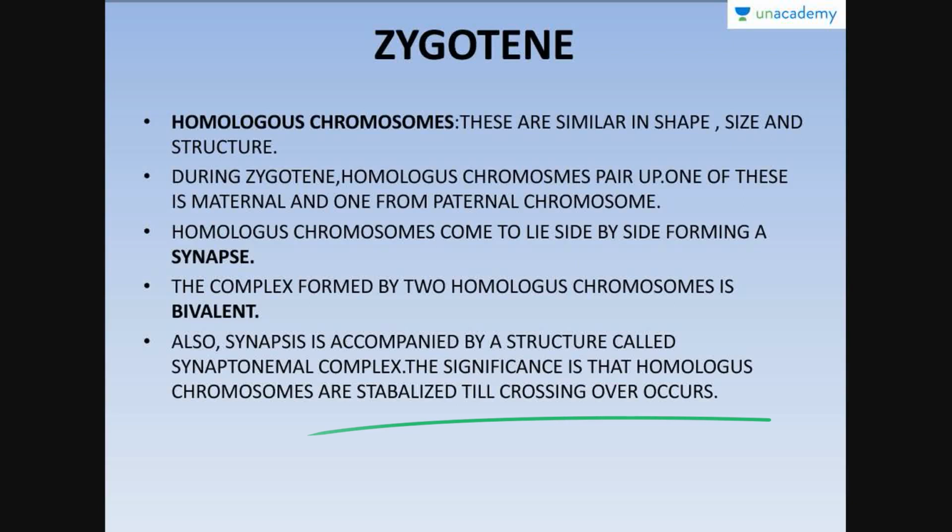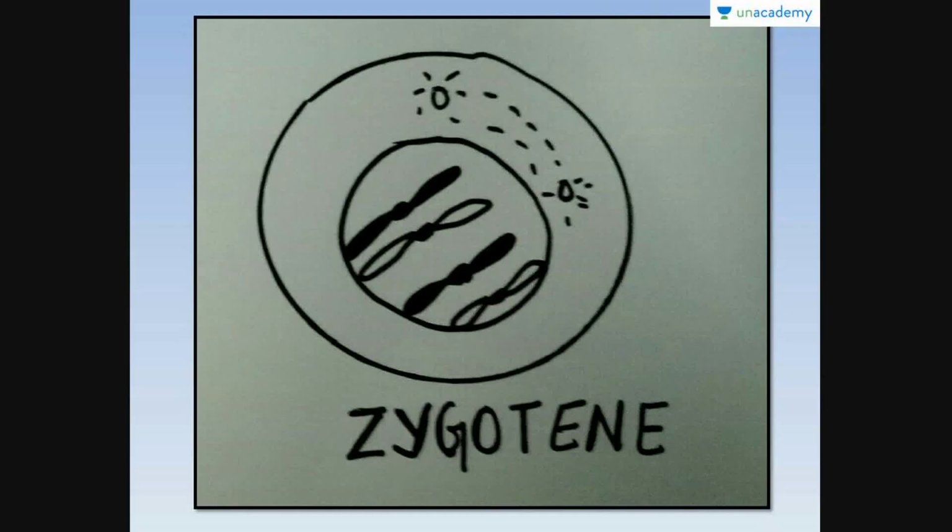Now these terms, homologous chromosome, synapsis, synaptonemal complex and bivalent, are very important for competition purposes. They can ask you at which stage homologous chromosomes pair up and form a synapse, and at which stage the synaptonemal complex is formed. So these are very important terms.